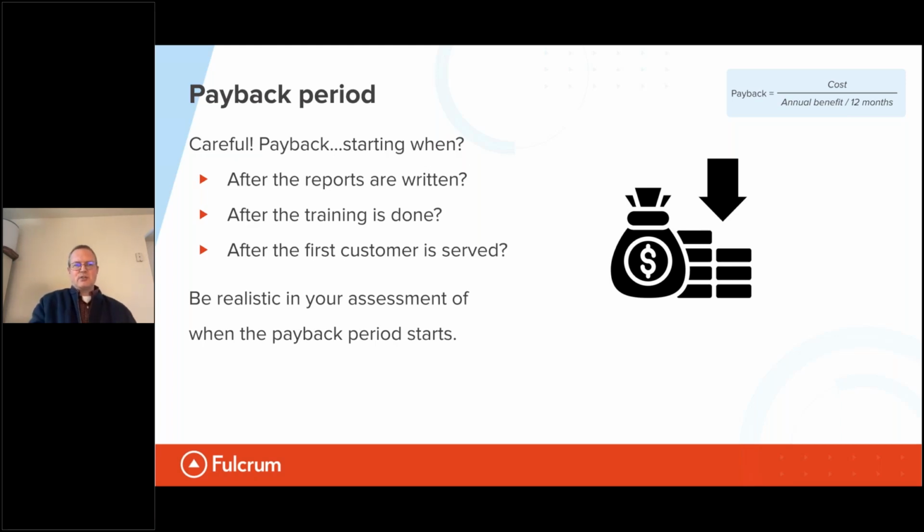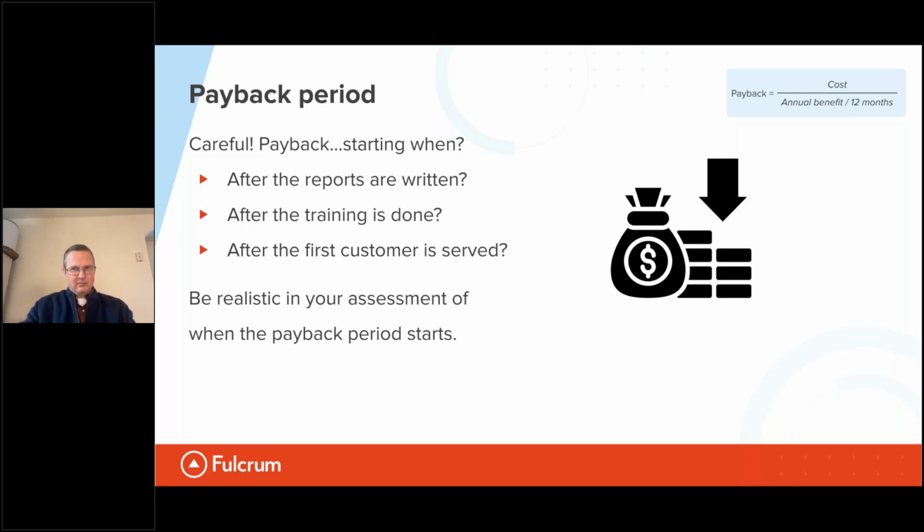There's frequently not a lot of training that needs to be done with Fulcrum to get people off the ground, but there's training on multiple pieces. You might need to train your field staff on how to use a given app. You might need to train up the administrators of a given piece of software how to use it. You might need to train people on using a new sub-centimeter GPS or something like that. They just have to know how all that's done. After the training is done might be when your payback period starts, and so on. So always be realistic in your assessment of when the payback period starts.